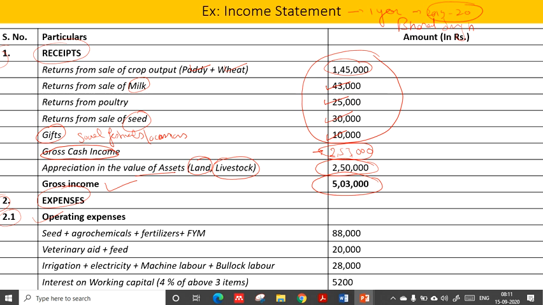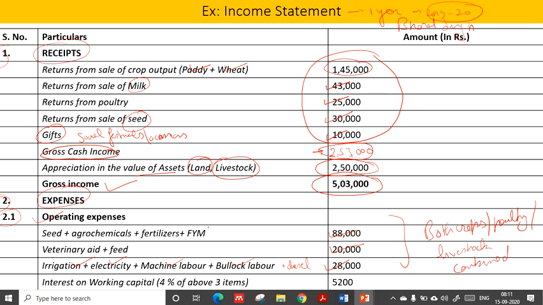Where did he spend his money? Seeds, agrochemicals, fertilizers, farmyard manure, this much. Veterinary aid for his animals, feed for his animals and poultry, 20,000 rupees. He has paid for irrigation charges, electricity, machine labor, bullock labor, that may be hired or his own. Diesel charges might also be there. That was for 28,000. This is for the crops, poultry and livestock combined.